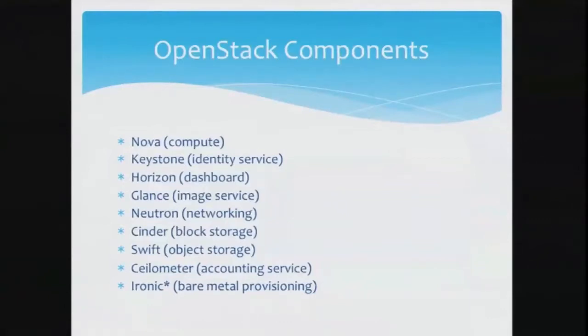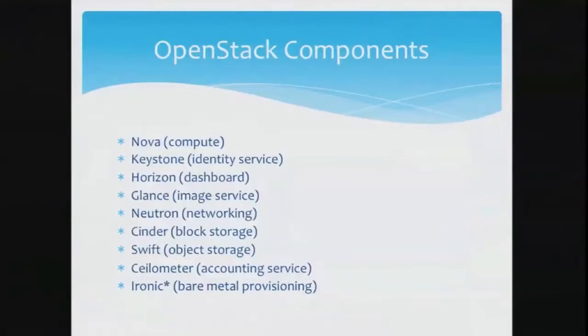Neutron is the networking that we've decided to use. There is the legacy, which is an example of how the project gets split up. There is a Nova networking component that can still be used today. It has a lot less features than what the new Neutron networking service provides, so we've decided to go ahead and use Neutron. And I'll just talk a bit about Neutron.